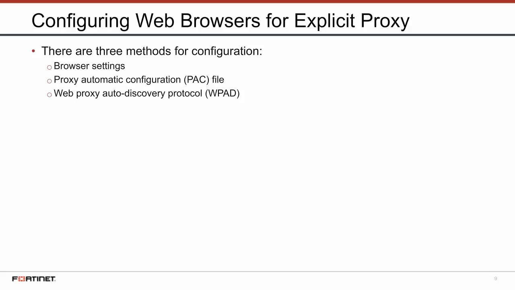How do you configure users' web browsers to use an explicit web proxy? One method is to set up the proxy IP address and port manually, using browser settings. In large networks, you can use an Active Directory login script or roaming profile, rather than configure each computer individually. Alternatively, you can configure browsers to use explicit proxies by installing a PAC file or using WPAD.